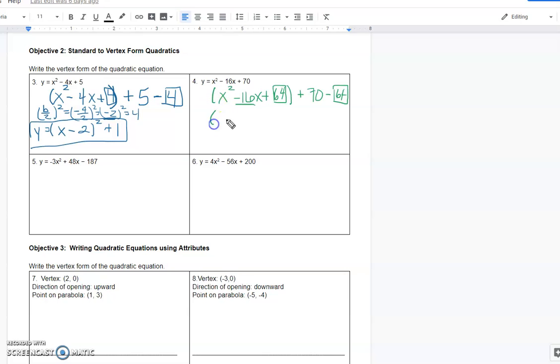Then I complete the square. It's going to be x, and the half was 8, so it's going to be x minus 8 squared, and 70 minus 64 is 6. And I bring my y equals down. And this is my vertex form of the equation.